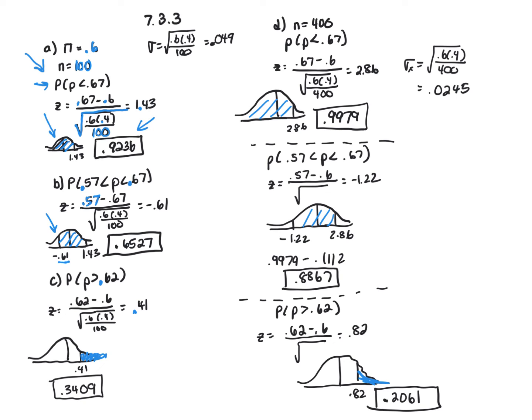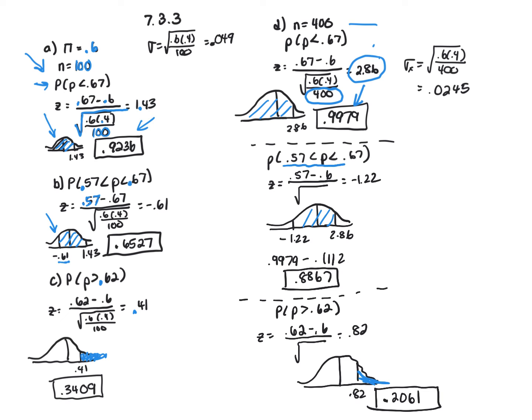Part D says if a sample of 400 is taken, how does this change your answers? Well, here's my work, the second column. So this is my part D on the right, and you repeat the process exactly like we did before. It's that now my sample size is 400. So my first z was 2.86. Here's my probability of 0.9979.